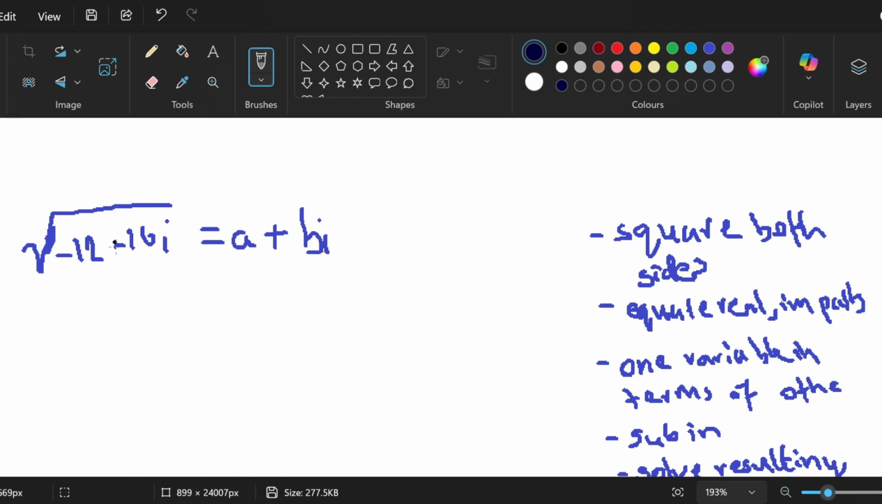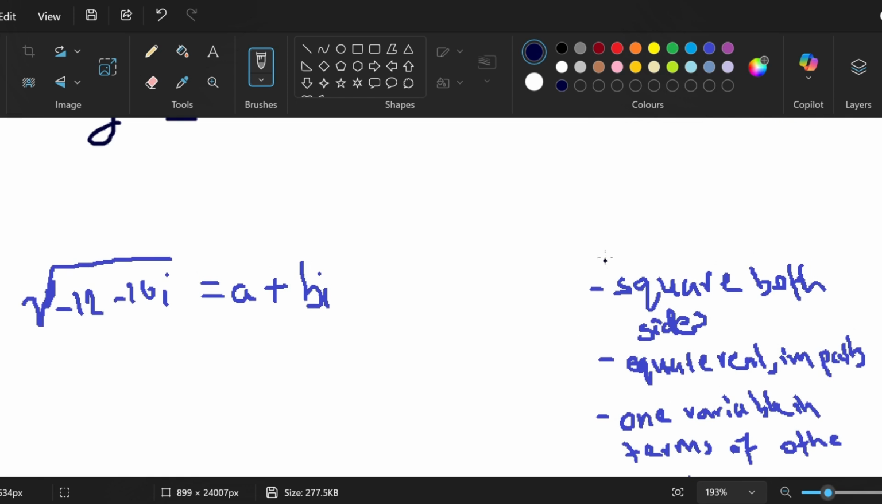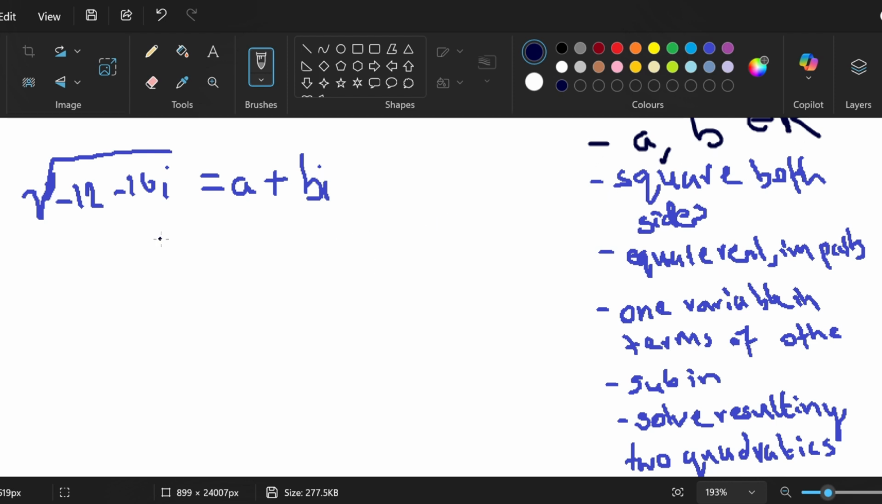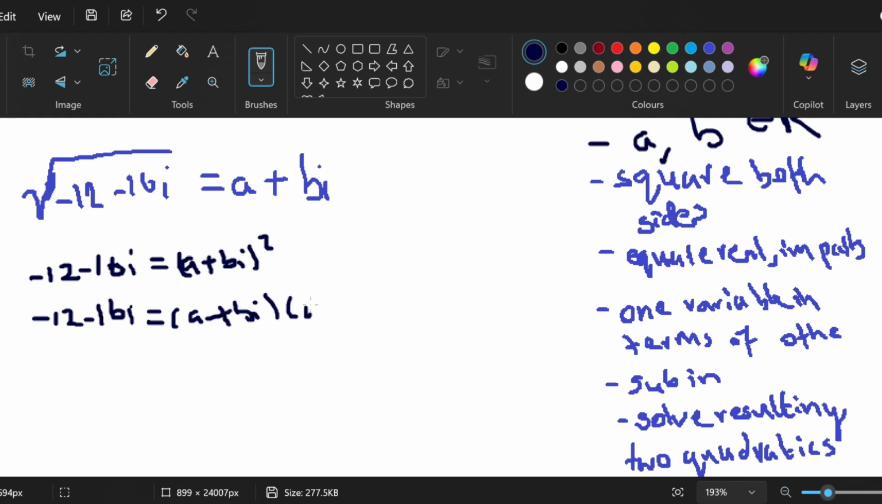So I'm given the square root of negative 12 take away 16i is equal to a plus bi. And in this case, I should have written that a and b are both real numbers, because that'll come in handy later. Now first, I'm going to square both sides to give me that minus 12 minus 16i is equal to a plus bi squared. Now I'm going to try and simplify whatever's on the right-hand side. So a plus bi times a plus bi.